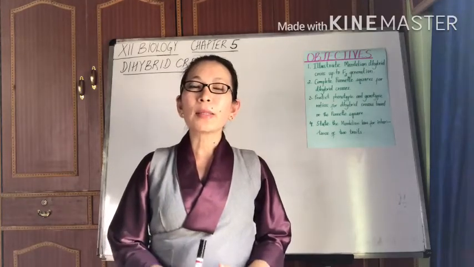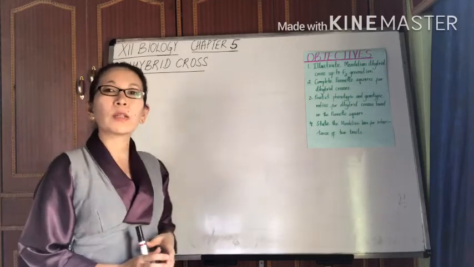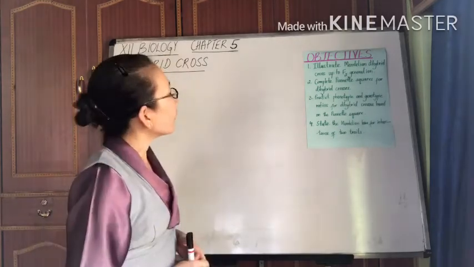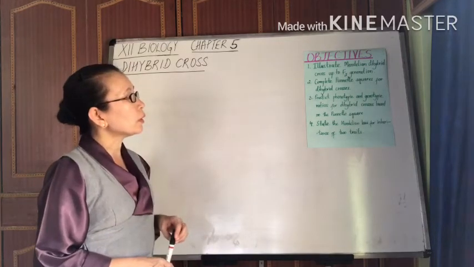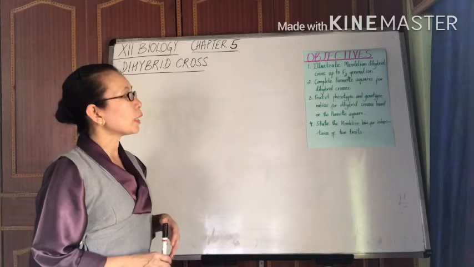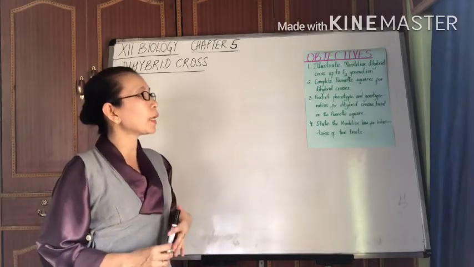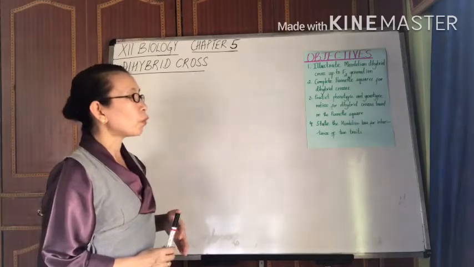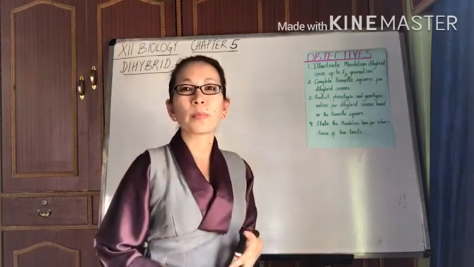Welcome back. This lesson is on Dihybrid Cross, and the learning goals to be achieved from this session are: 1. Illustrate Mendelian Dihybrid Cross up to F2 generation. 2. Complete Punnett Squares for dihybrid crosses. 3. Predict phenotypic and genotypic ratios for dihybrid crosses based on the Punnett square. And 4. State the Mendelian law for inheritance of two traits.